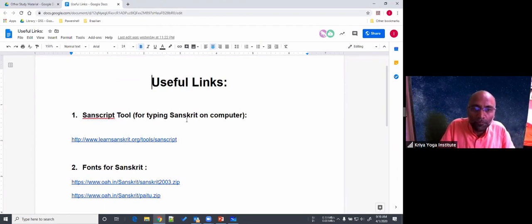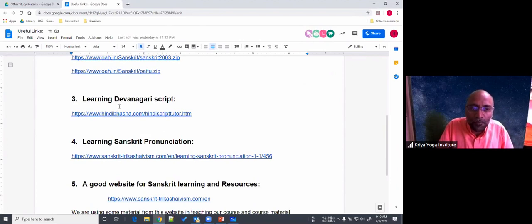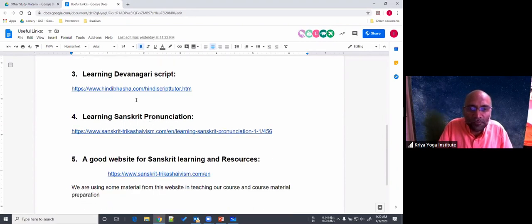So this is the tool which I mentioned, for typing Sanskrit on the computer, fonts for Sanskrit. You can download these fonts, and particularly going forward, if we are doing exercises on the computer, I would recommend you download these two fonts. You can learn the Devanagari script, those who are interested. Again, for this course, it is not mandatory. And you can find many resources. I'm just putting what I find useful. But the internet is full of different resources, and you can, of course, find your own site which you might like more.